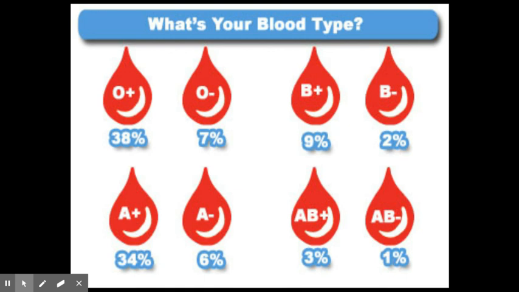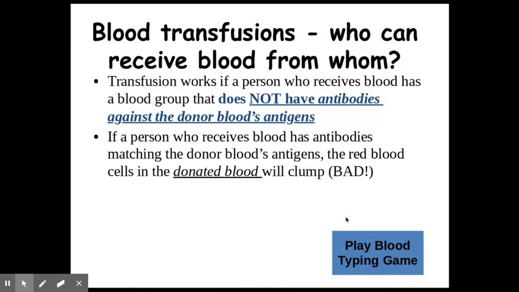So what's your blood type? 38% of the population is O positive, 7% is O negative, 9% is B positive, and 2% is B negative. 34% is A positive, and 6% A negative. 3% AB positive, and 1% AB negative.